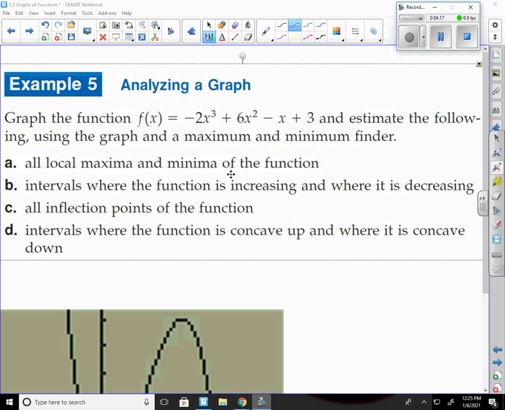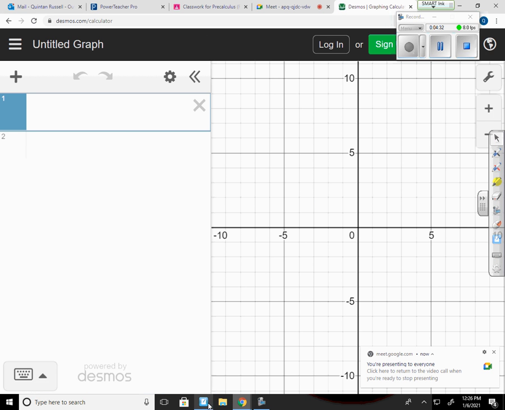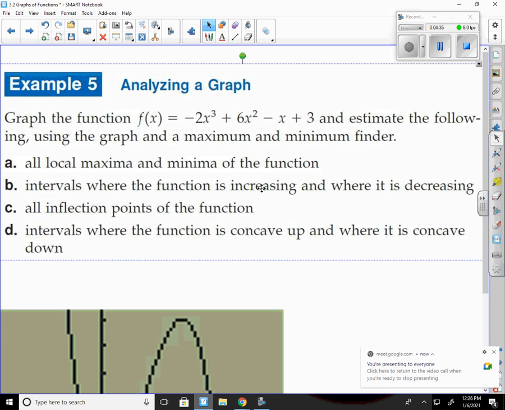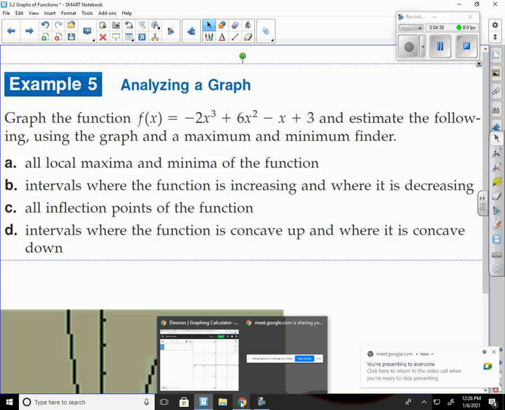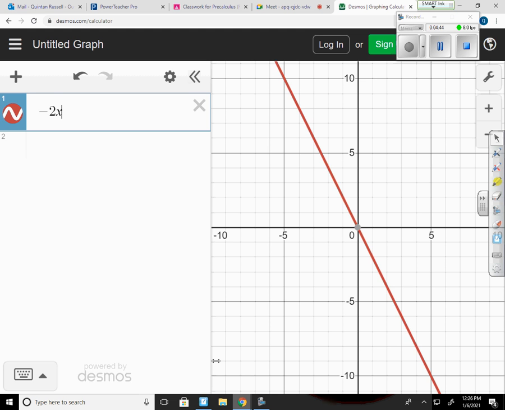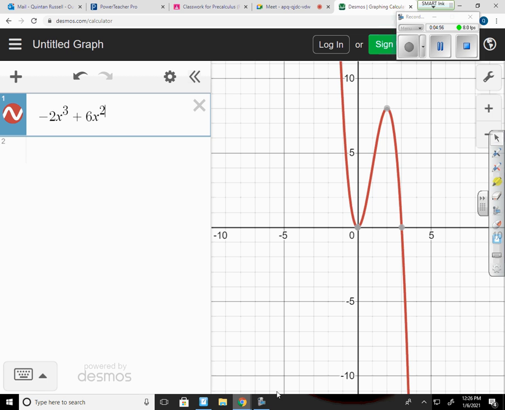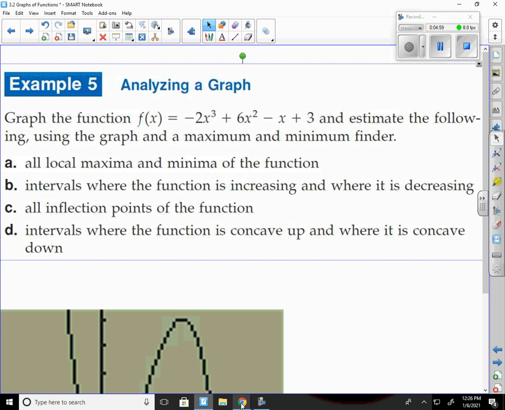All right, so in order to do this, what we have to do is plot this. We're going to put this in Desmos just because it's convenient for us. So whenever we put this into Desmos, let's see how good my memory is. Negative 2x to the third, not very good, plus 6x squared minus x plus 3.